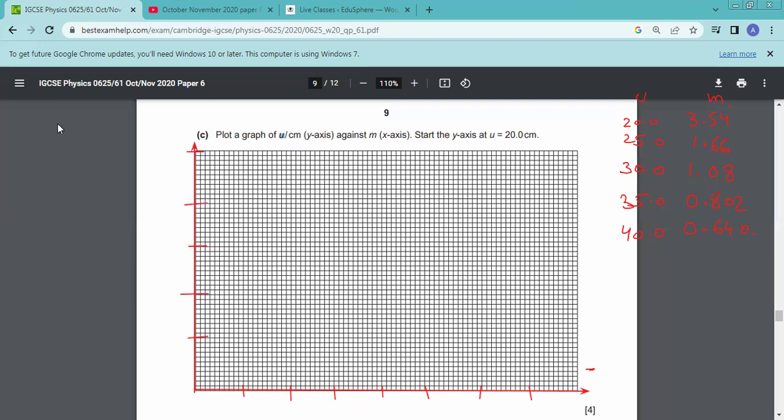So I'm going to write the values here. They told us to take the values and start the y-axis at u equals 20. So it would be 20, then 25, 30, 35, and then 40.